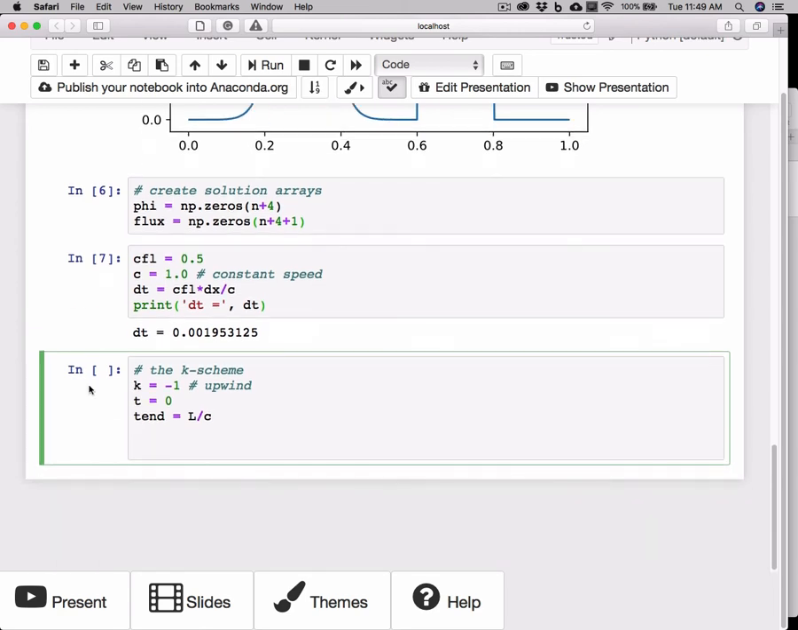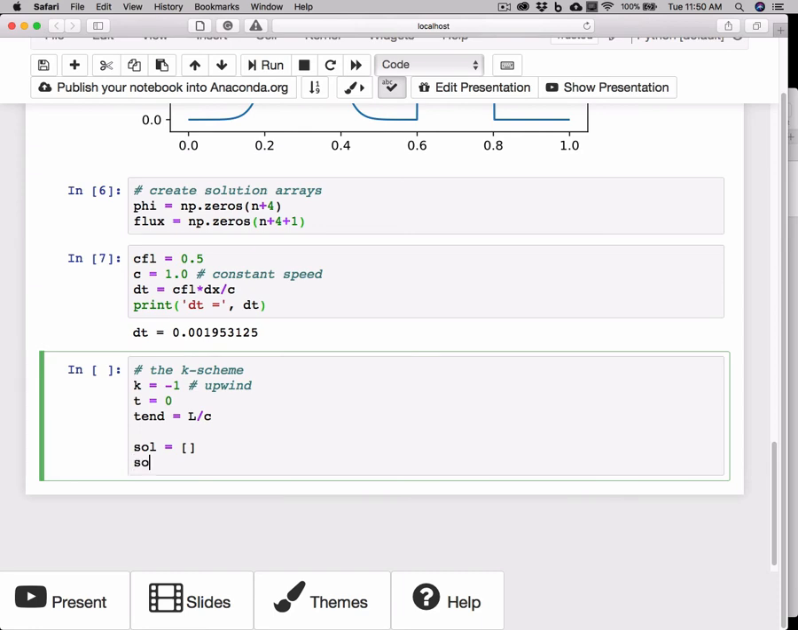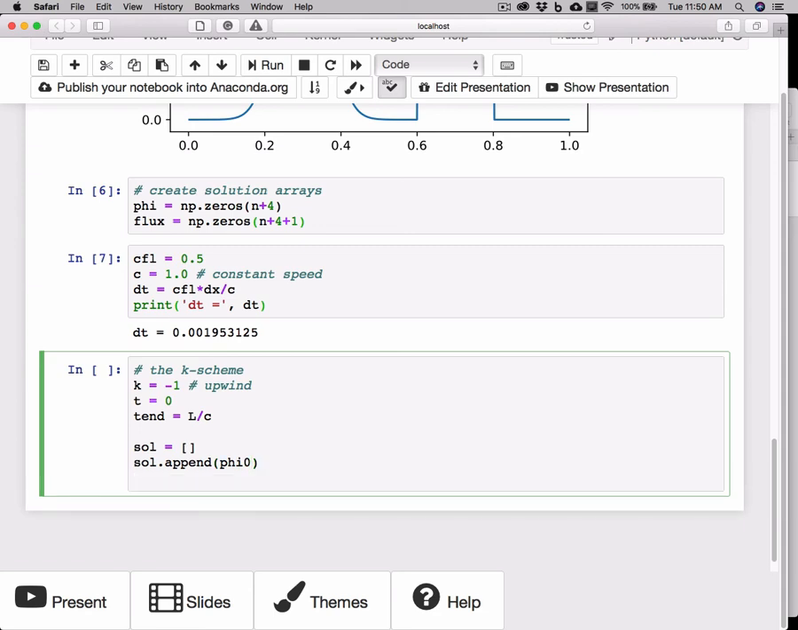And because I want to animate things, I'm going to create a solution array, solution equals, and then start by appending phi 0. Okay. Images, so a bunch of images over here.